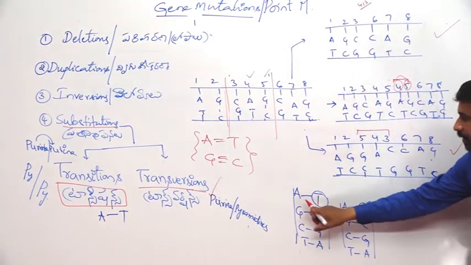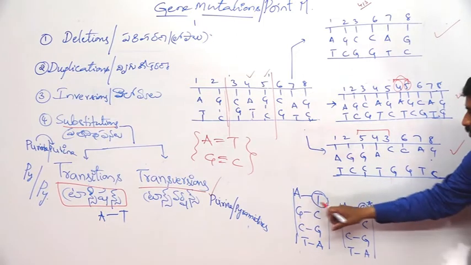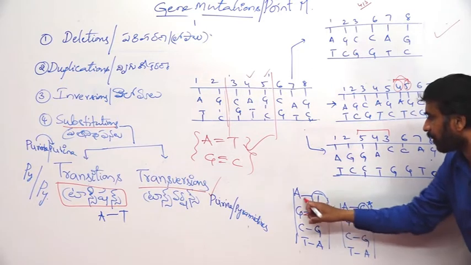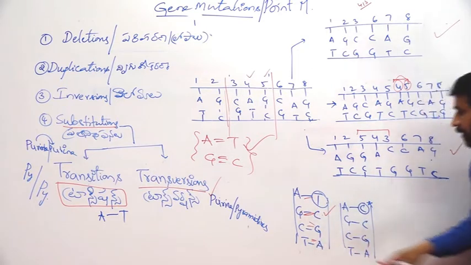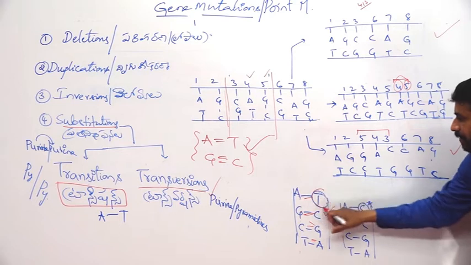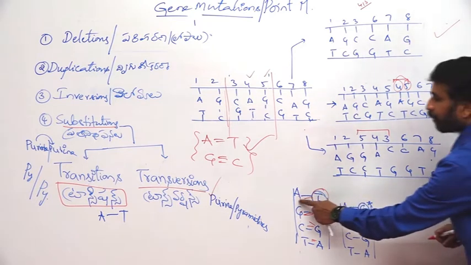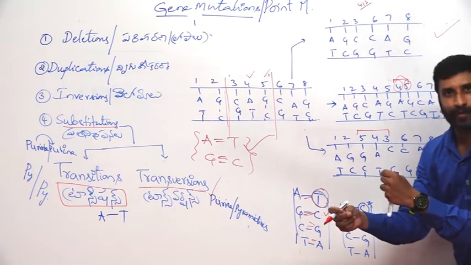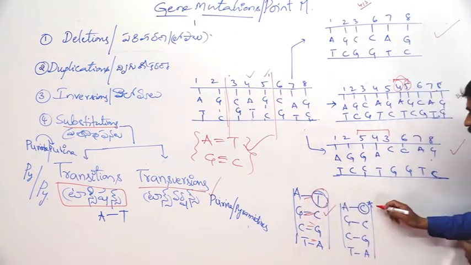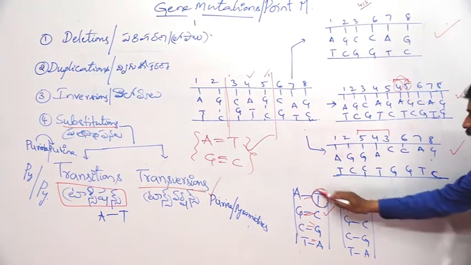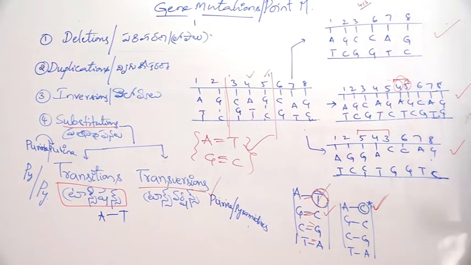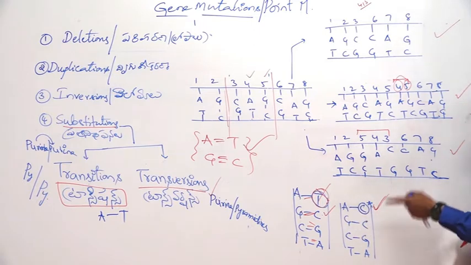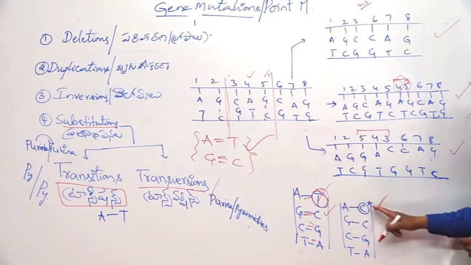For example, see here, A pairs with the T. So this is the normal pairing in a DNA. G pairs with the C. This is with the triple bond and double bond. So when A is pairing with the T, it is an amino form. When the amino form of adenine is transformed to the imino form, it can bind to the cytosine instead of thymine. This is an unusual pairing. So here, this thymine is replaced by the cytosine.